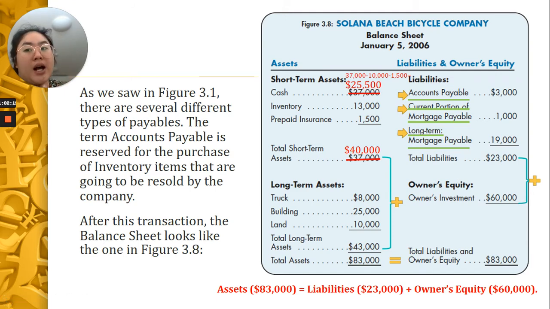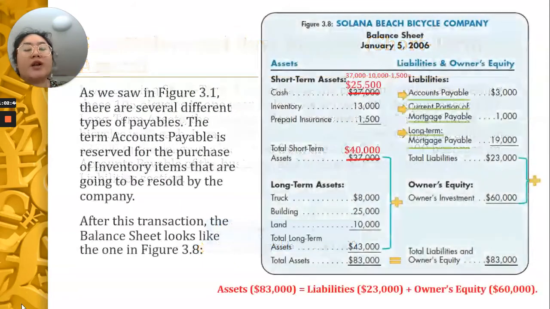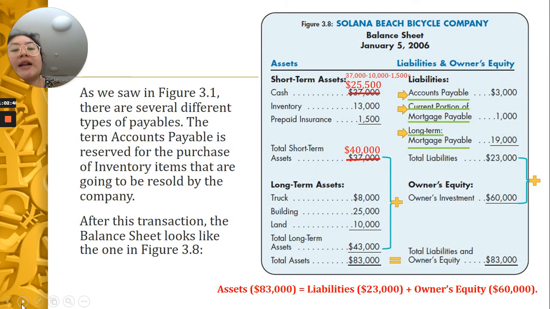But for this side, don't forget the accounting equation: asset equals liability plus owner equity. So this side starts with liability. For the liability, this one is accounts payable, 3,000. This one comes from the fact that we agreed to pay the additional 3,000 to the seller for the bicycle we buy.